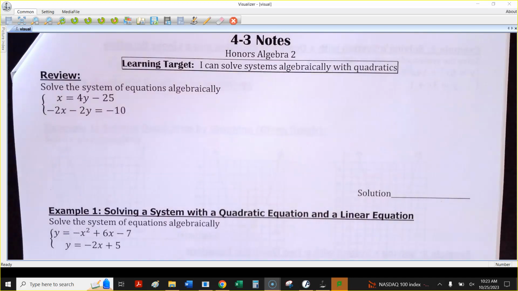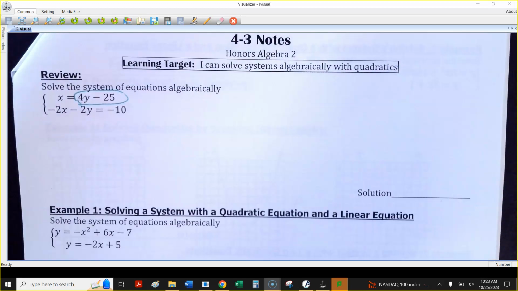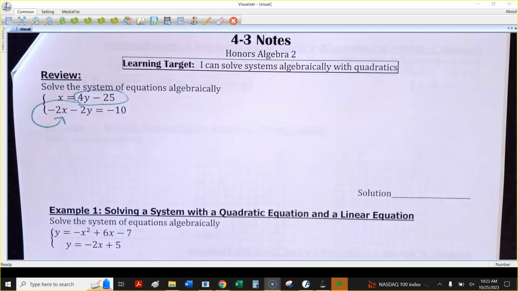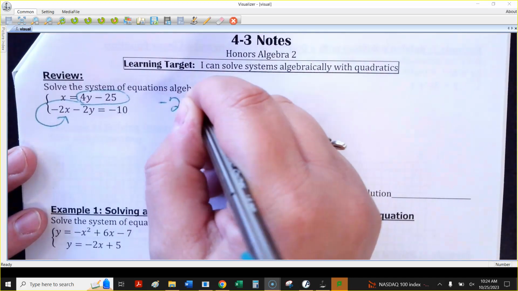What would you do? Eli, what do you think? Yes, I would just do a little substitution here, right? You got x by itself, so super easy. We'll just plug that in for x in the other equation. Now, when I do that, everywhere I see an x, we're just going to put the 4y minus 25.